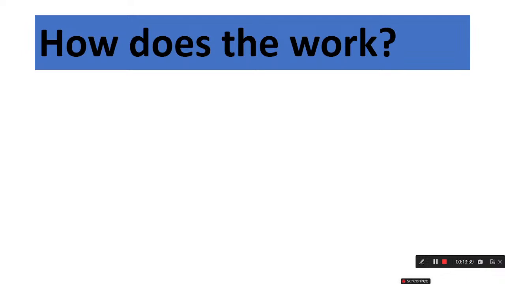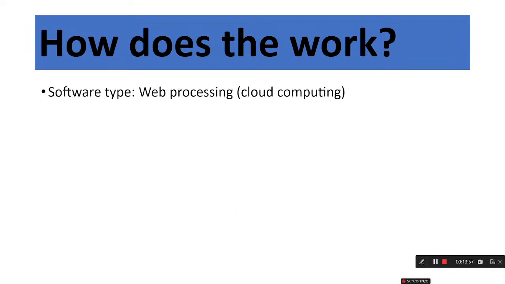Google Earth Engine is a cloud-based platform, and every cloud-based platform has its own server. When you write code, this code sends a message to the Earth Engine server. In a matter of seconds, the server sends you a response. Its software type is web processing, cloud computing, or a cloud-based platform.